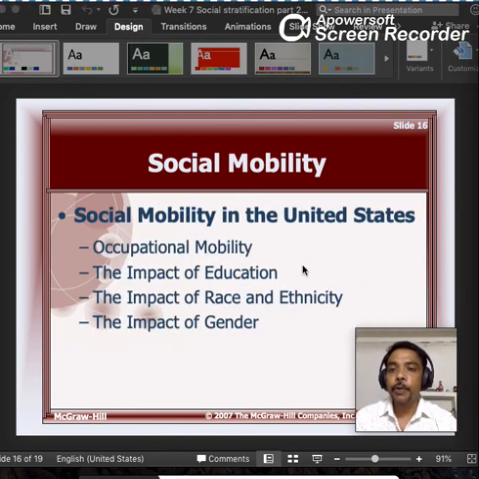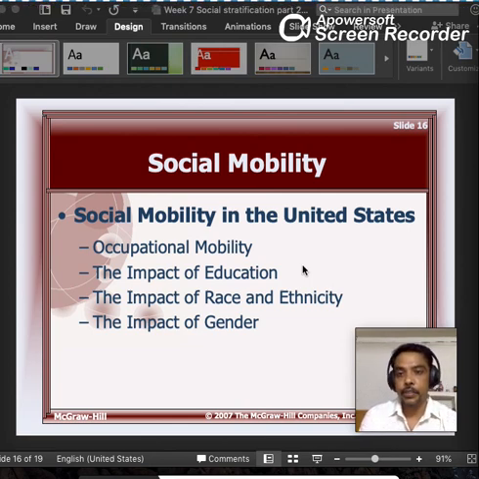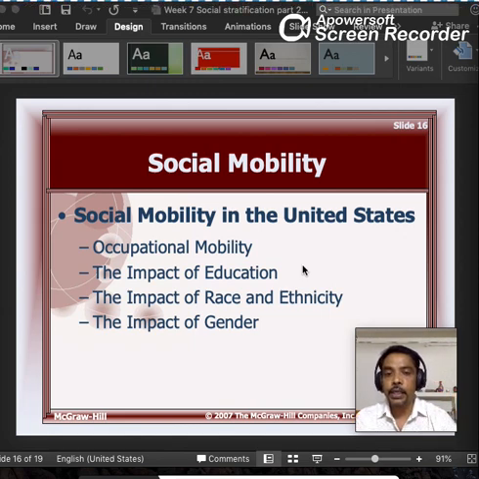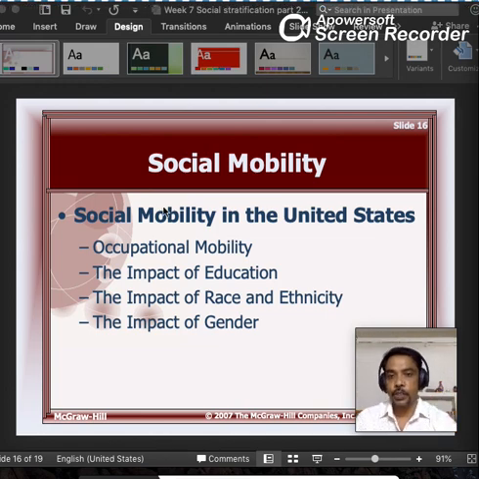So we probably see that there are many impacts of social mobility in different parts of the world. Some of the examples provided here are from the United States: the occupational mobility, the impact of education, the impact of race and ethnicity, the impact of gender. Because of education and the system in our society, people are moving upwards and downwards, depending on their circumstances as well.